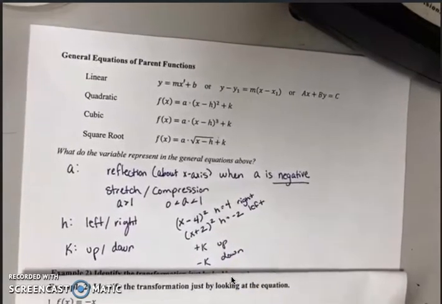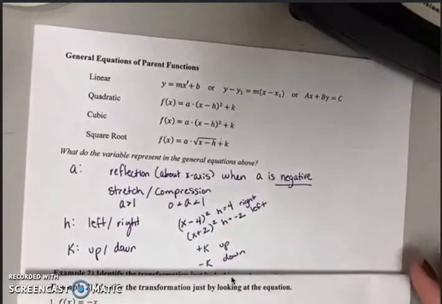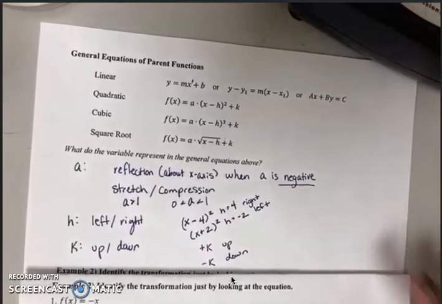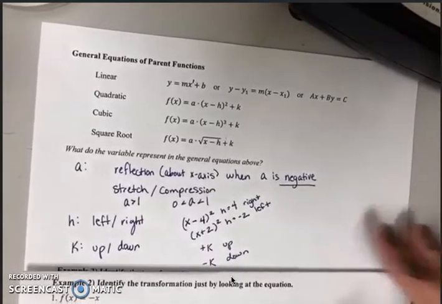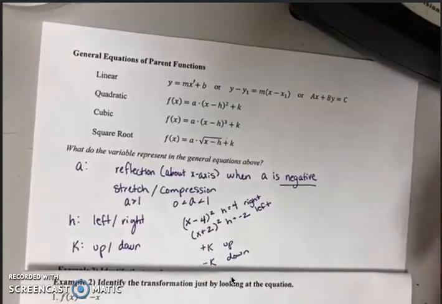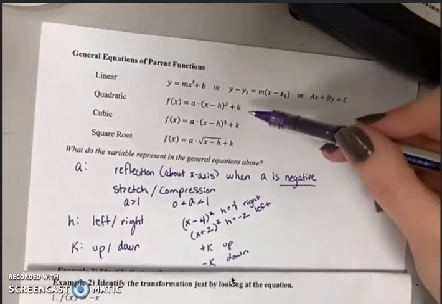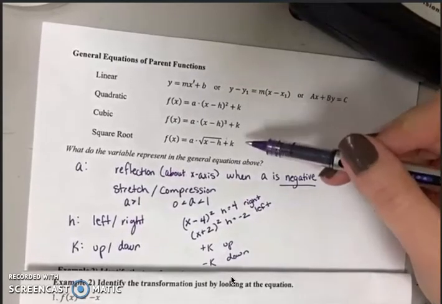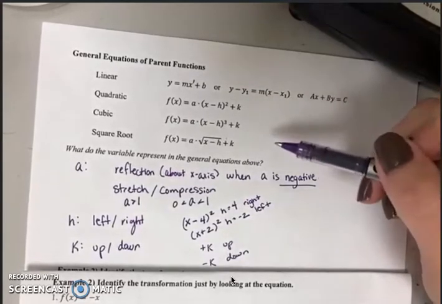Hey everyone, so in second hour today, some students struggled a little bit with the last section of the notes. I figured I would make a video and sort of better explain how to identify transformations just by looking at the equation. I think we took a good amount of time to explain this, so I won't go over this too much, but I will refer to it.